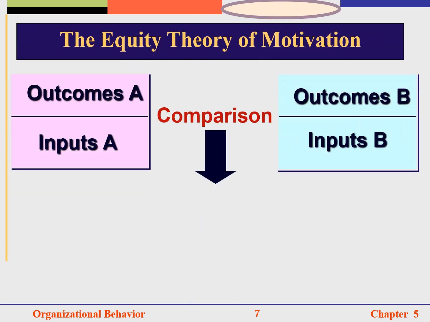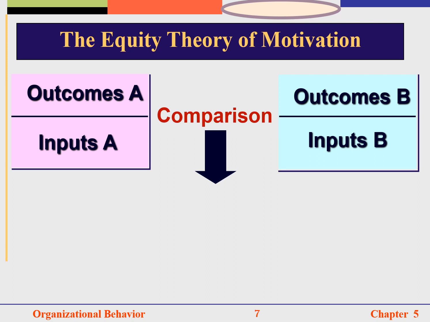Person A's outcomes divided by inputs is compared with another person B's outcomes and inputs. Assume that you are A. So you consider what? The outcomes, what you receive from your organization, divided by your inputs, what you give to it, and you select a very close friend, say B. You consider how much he got from the organization, B's outcomes, and how much he gave to the organization, the inputs of B. Assume that if you have a paper and pencil, take this example.